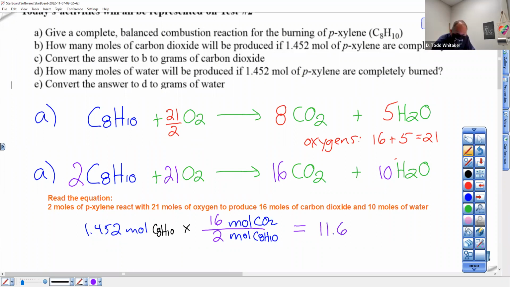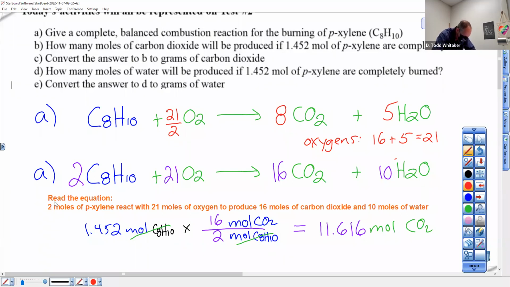11.6 and 1/6, and let's see, moles xylene are gone, moles CO2, and I need, how do you know, let's see. Oh man, I should make this question at least 2 sig figs. Okay.